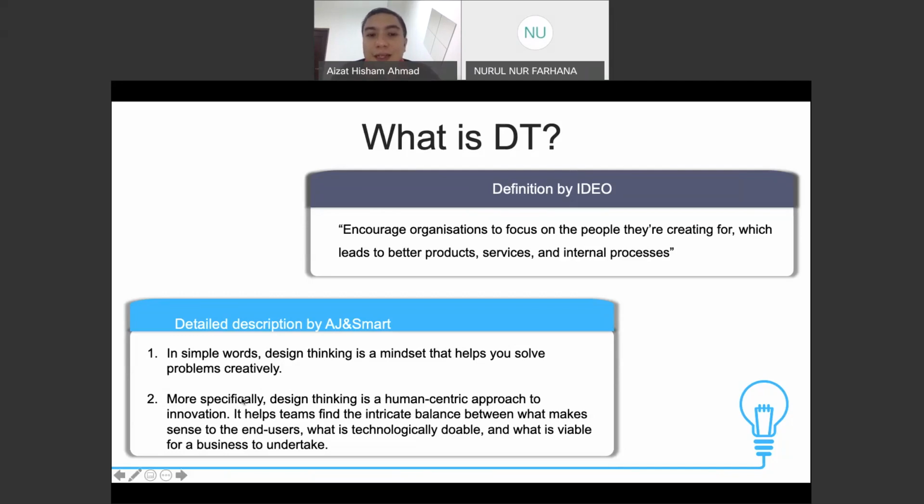So I'll just read through. It helps teams find the intricate balance. What makes sense to the end users? What is technology doable? Because you might be seeing this, especially if you are in engineering or computer sciences. Some of the technology or some of the innovation created are really marvelous, amazing, excellent. However, they lack in terms of the service or in terms of the end user understanding or even about how to use it.